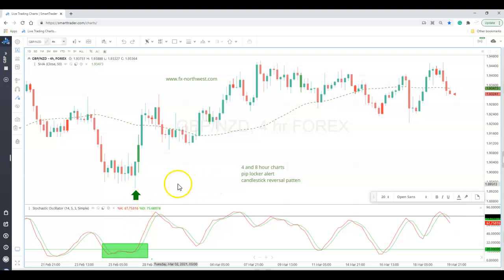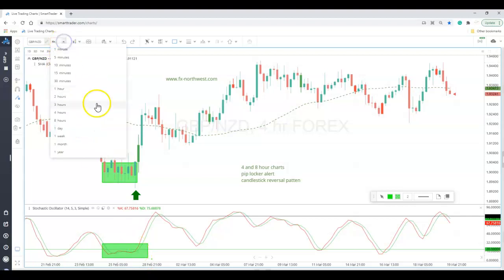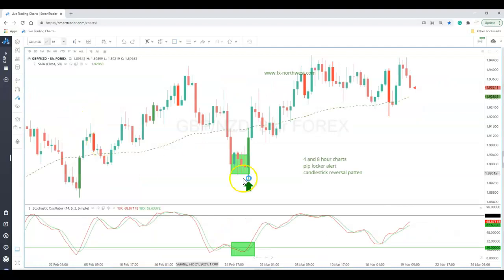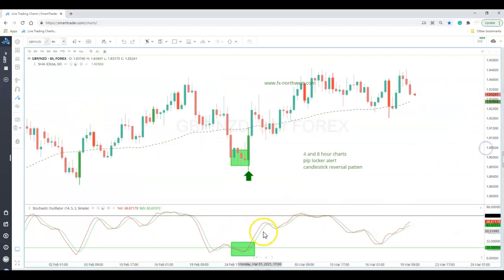And here's one example back in February 25th, when markets were essentially consolidating for 2 days. Stochastics was oversold on a 4-hour chart, and to confirm, I look at the 8-hour chart, and both charts are giving me oversold conditions.